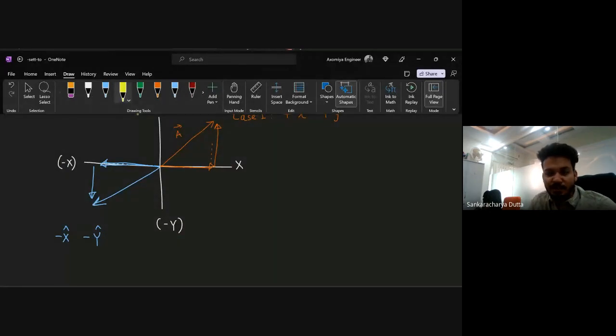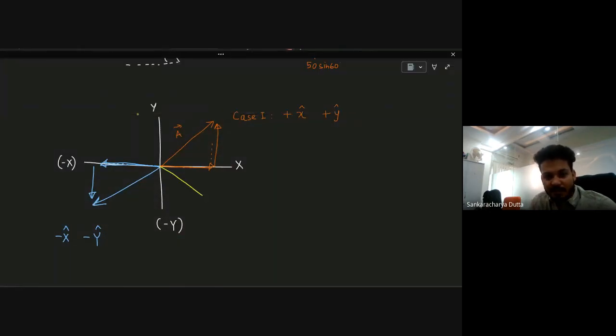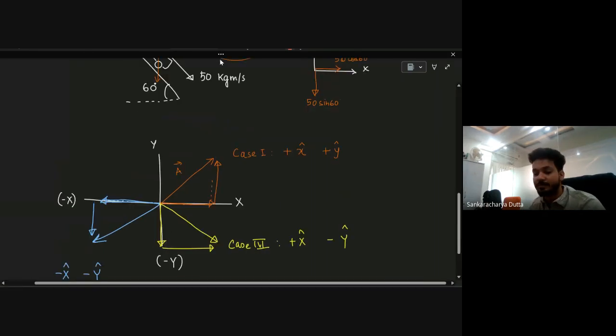The question that we did in the previous one is a vector in the fourth quadrant. In the fourth quadrant, to reach there, you have to go in the negative y direction and then the positive x direction. So this particular vector can be broken down into a positive x cap and a negative y cap. I hope that makes sense.